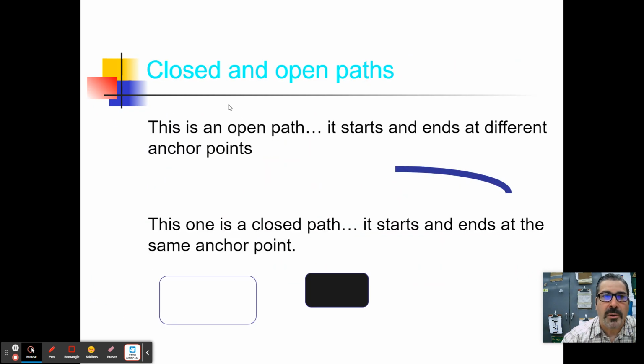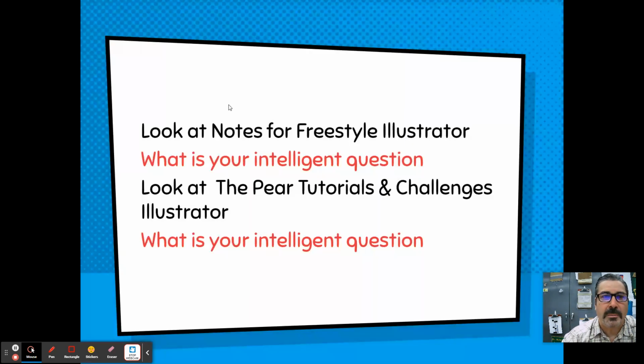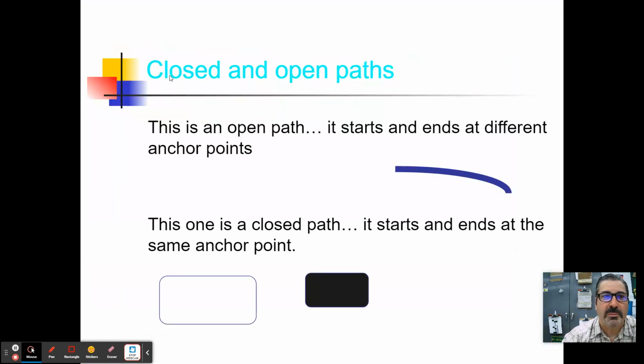Okay, so whenever you see the blue color at the top, that means you're going to take this note on the handout. There should be a handout, and you should see a thing that looks like this. This is an open path. It starts and ends at different anchor points, right? I want you to put a little X right here on your notes and an X right there, saying, look, it starts at one point and ends at the other.